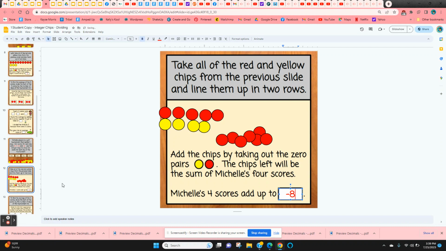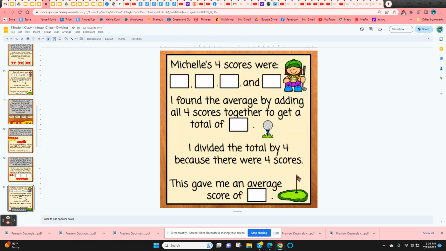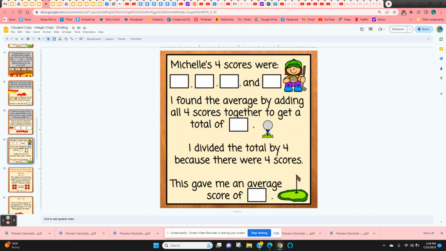So she added up her scores, she got -8. She's going to take that -8, divide it into 4 equal groups because there were 4 days in the tournament, and she gets the same score that Tiger did of -2. There'll be -2 in each box. And then it just recaps for the students what they just did to get that average.